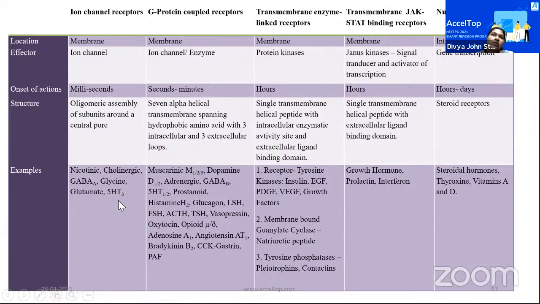5-HT3. Which among the following 5-HT receptors are ion channel? Then it becomes 5-HT3. All the other 5-HT receptors are G-protein coupled receptors. So that is the key to note.